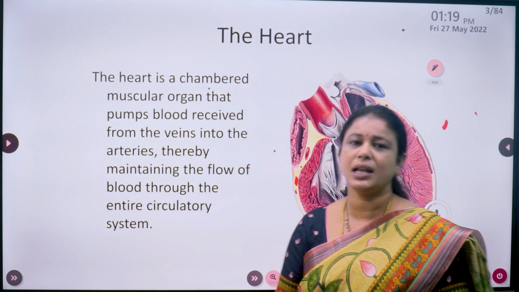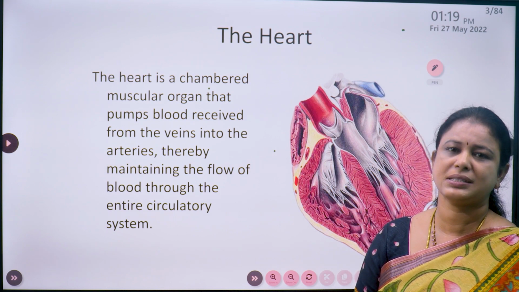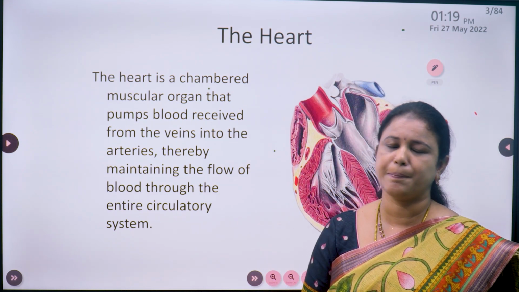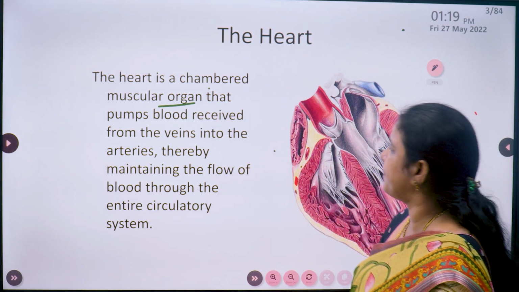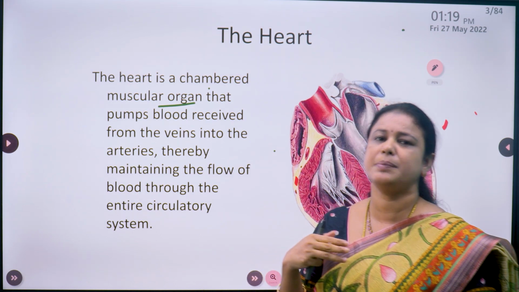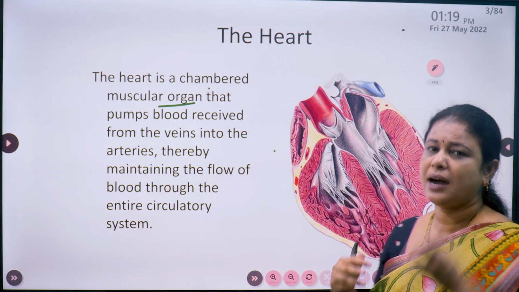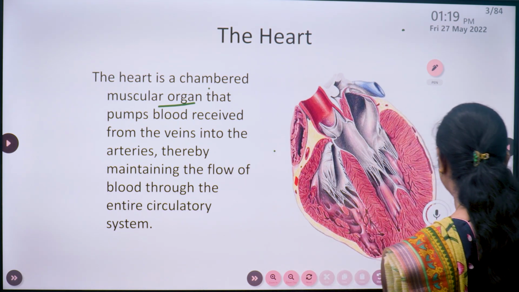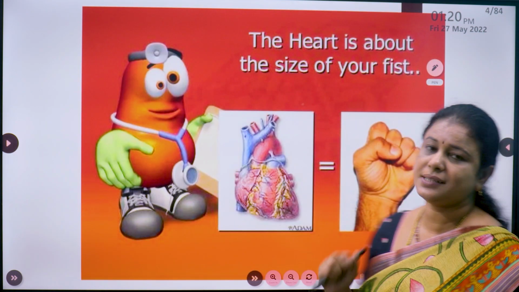The heart is a hollow muscular pumping organ. The main function of the heart is pumping. It receives the blood from veins and pumps the blood into the arteries. The arteries carry the blood away from the heart to the body parts.